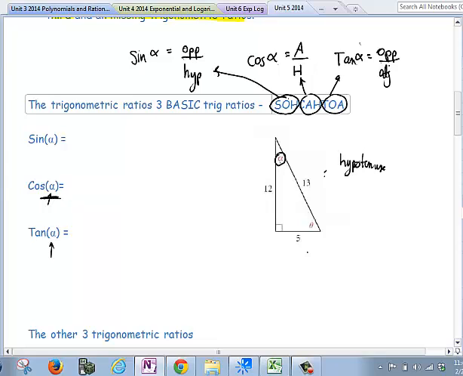So in this question right here, because the sides are labeled, we have 12, 5, and 13, and alpha is a reference angle. What we're going to say is that the sine of alpha is the opposite of alpha, which is 5, over the hypotenuse, which is 13. That would be the sine. The cosine would be the adjacent side, which is 12, over the hypotenuse, and the tangent is the opposite side. Remember, opposite is across the triangle, that would be 5, over the adjacent, which is 12. So those would be your 3 ratios that you would give.